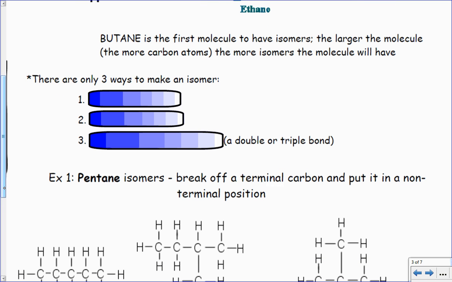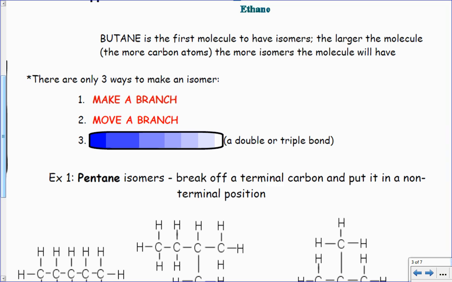There are only 3 ways to make an isomer. Remember, I have to have the same, not structural formula, but chemical formula, or it's not going to work. I can either make a branch, I can move a branch. Very good. I can change that number in the beginning. Or I can move a multiple bond. Again, making the number in the beginning change.